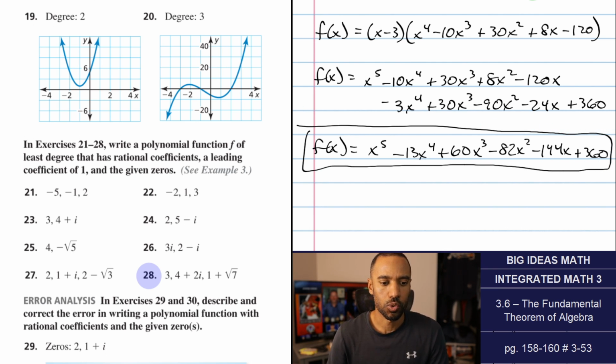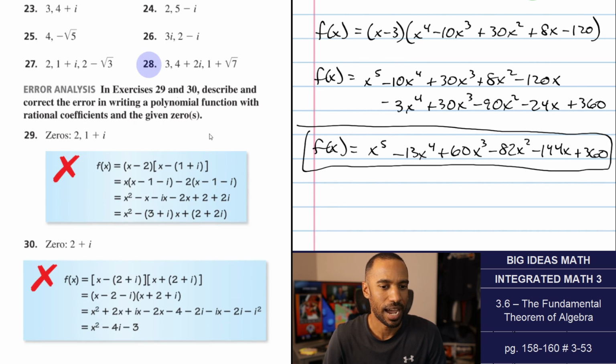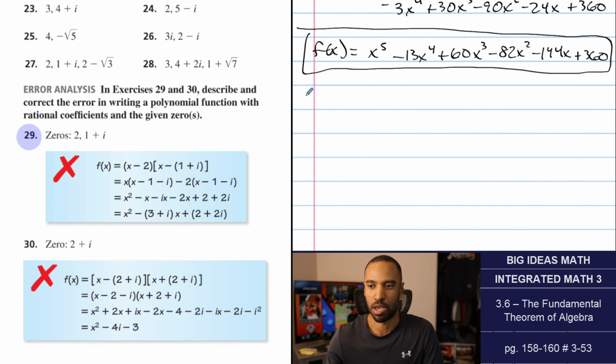All right, so those were some problems. Okay, let's go to numbers 29 and 30, error analysis. Describe and correct the error in writing a polynomial function with rational coefficients in the given zeros. Well, they didn't use my method. That's the problem.